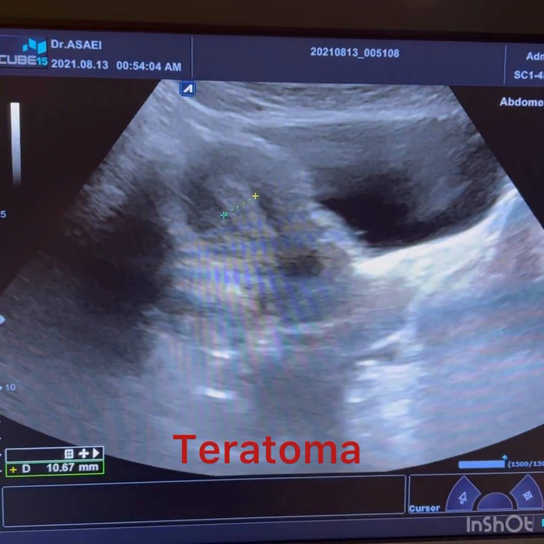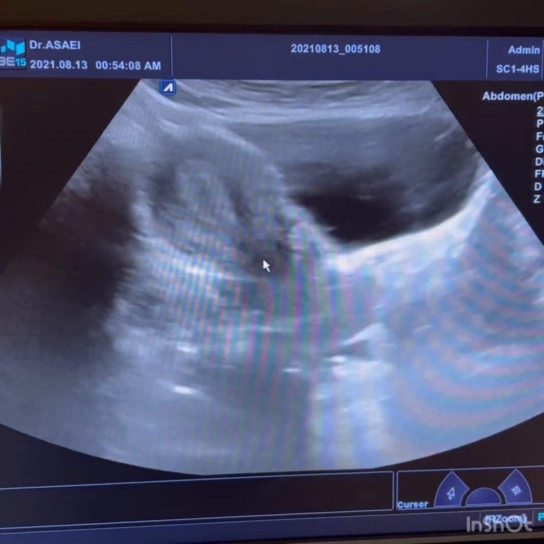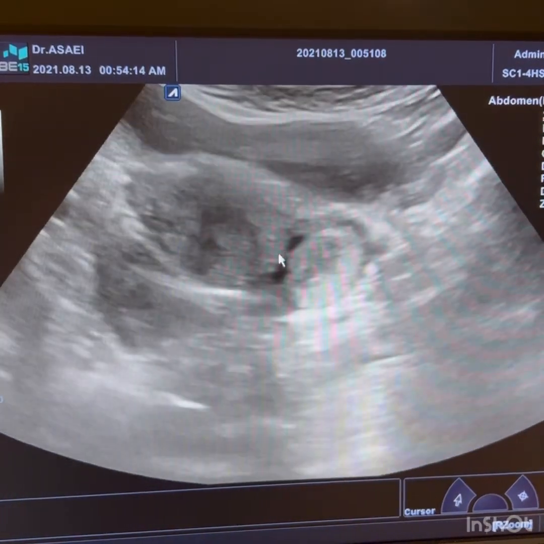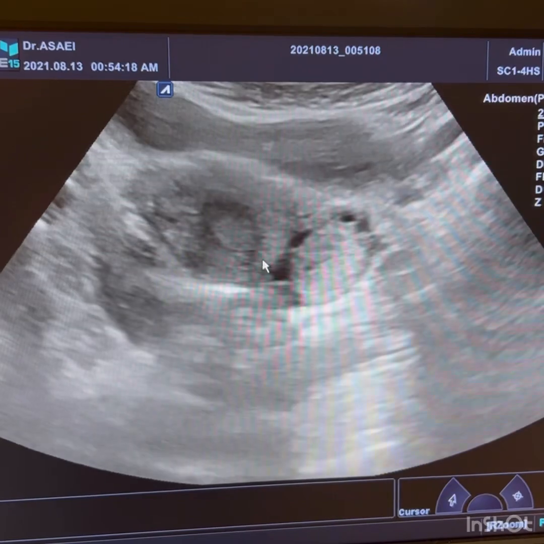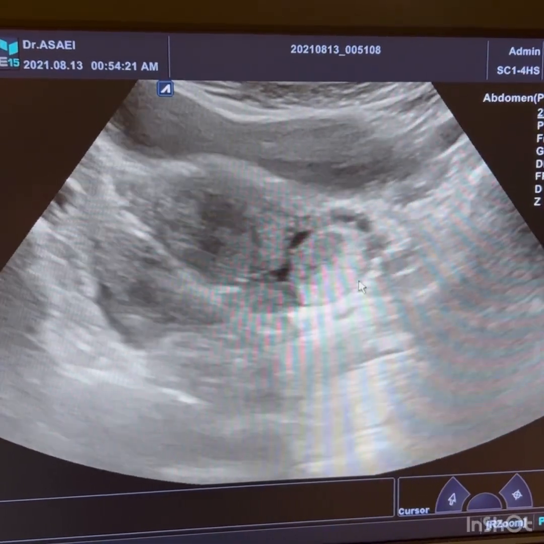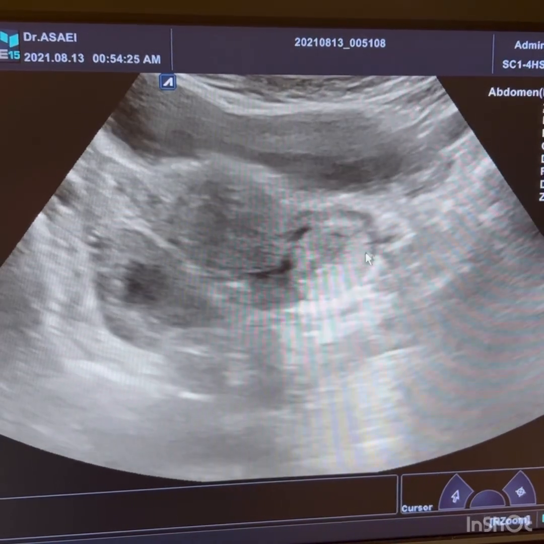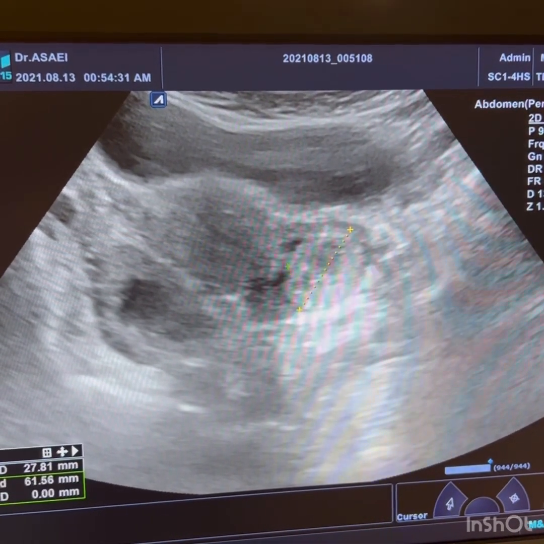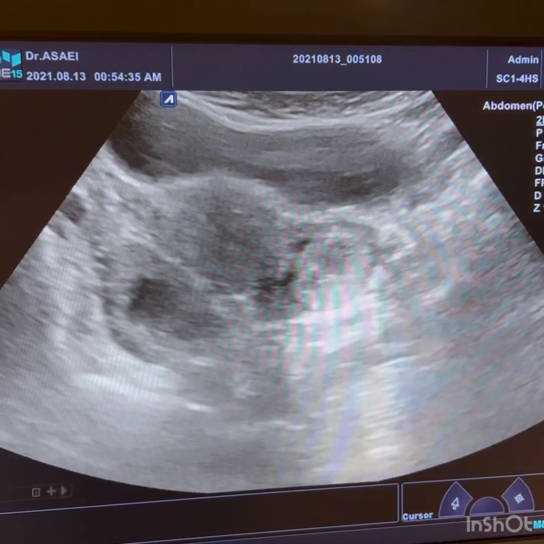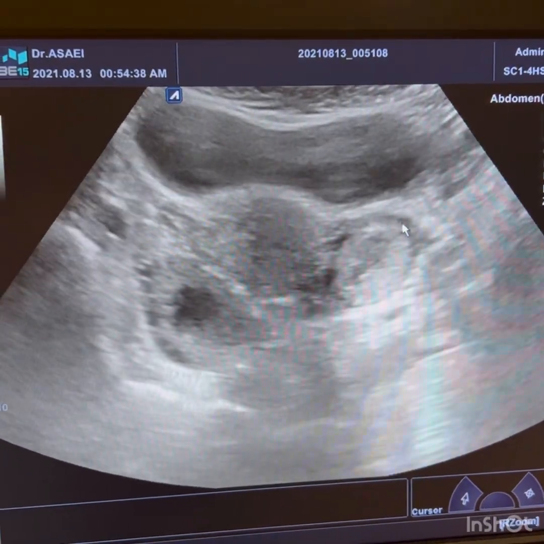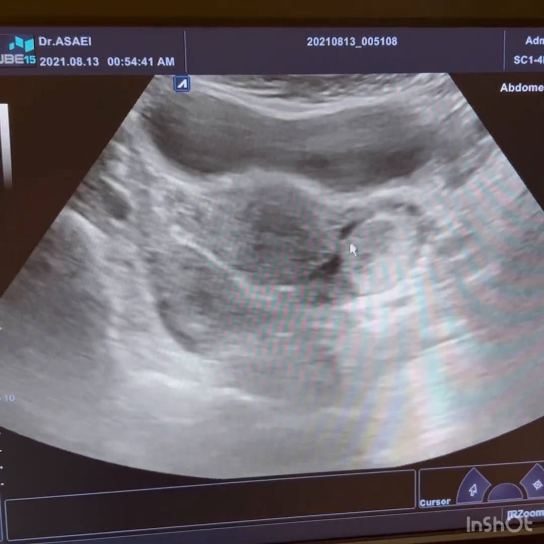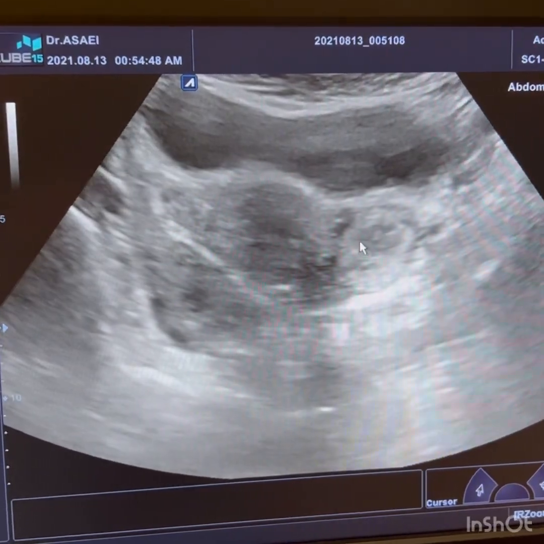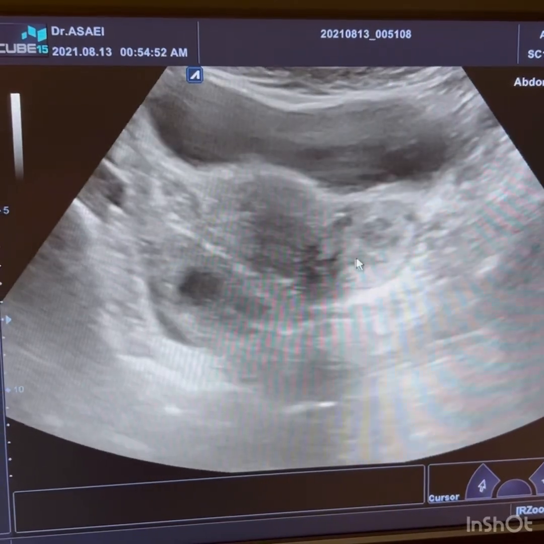Mature cystic teratoma is another benign cystic lesion. In sonography, we see teratoma as a hyperechoic mass, as we can see in this patient in left ovary, a hyperechoic mass. It's measuring about 3 centimeters. Teratomas are usually unilocular and show no internal vascularity. As we explained earlier, they are hyperechoic and can be diagnosed easily.